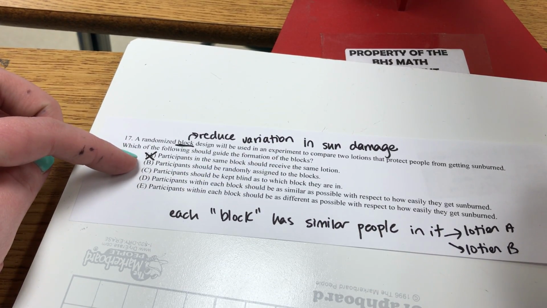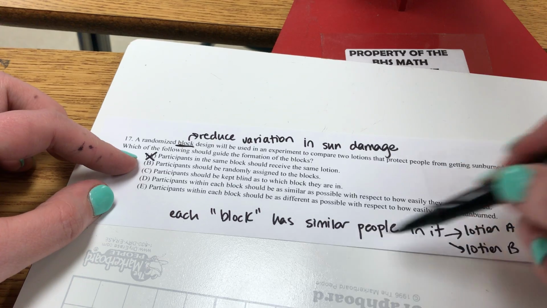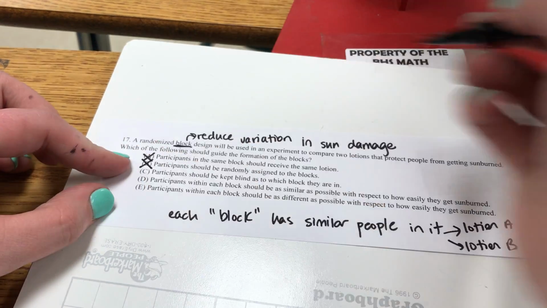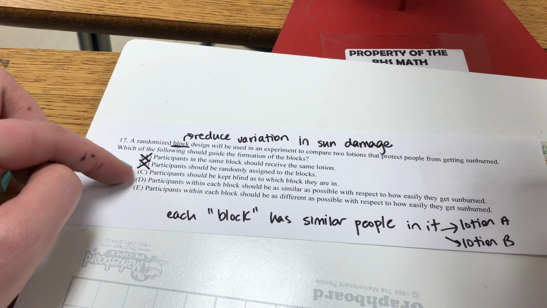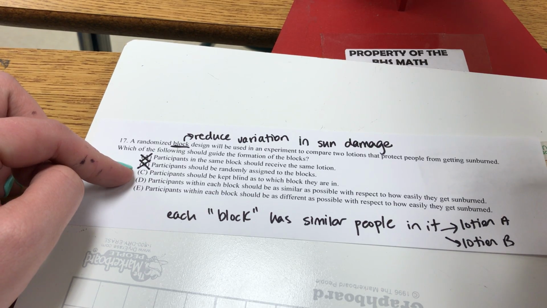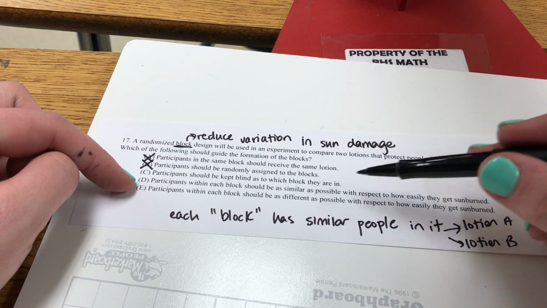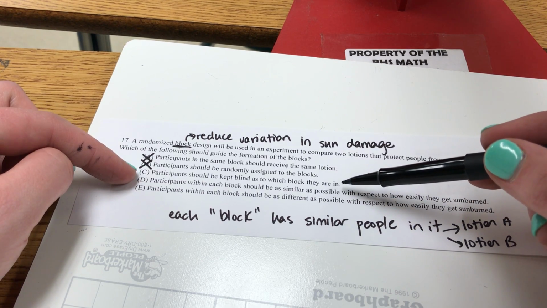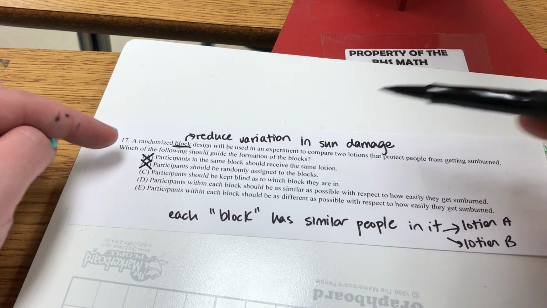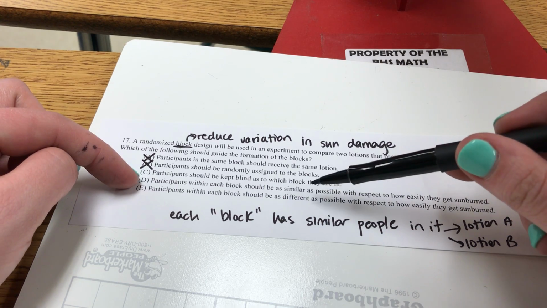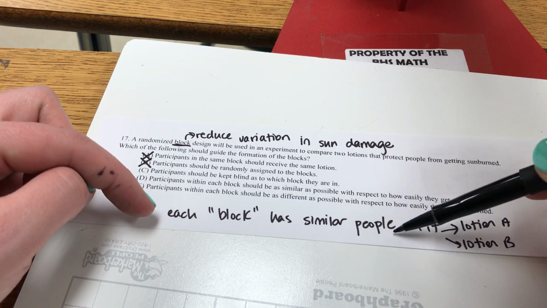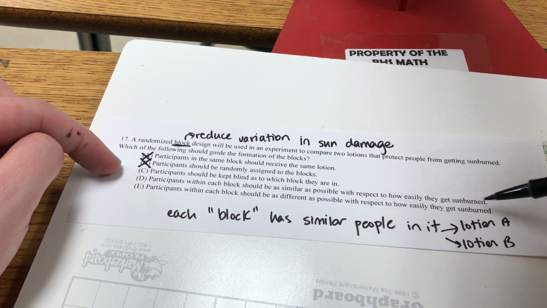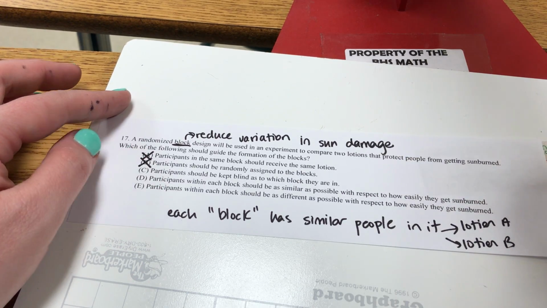Participants should be randomly assigned to the blocks. No, the whole point is that you're blocking them by some sort of characteristic they have in common. Participants should be kept blind as to which block they're in. Maybe, but that might not be the biggest issue. I'm not necessarily going to get rid of it because it's not necessarily the worst thing, but maybe it doesn't answer the question. D, participants within each block should be as similar as possible with respect to how easily they get sunburned. Remember, that was the response.